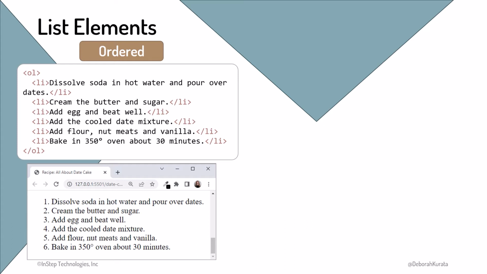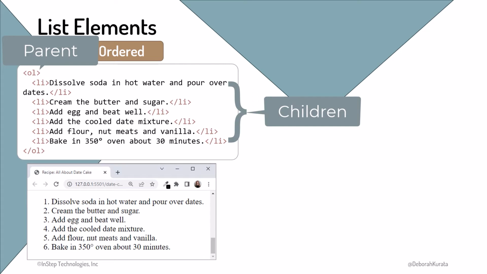This nesting creates a parent-child relationship between the elements. The OL element in this example is the parent, and each LI nested within it is a child. The parent-child terminology is often used to describe any HTML element that has nested elements inside it.